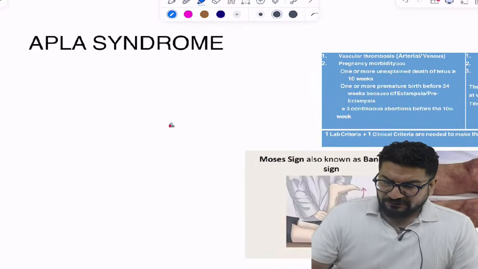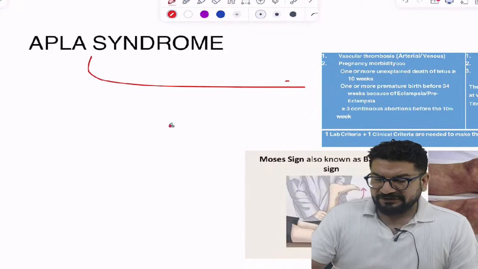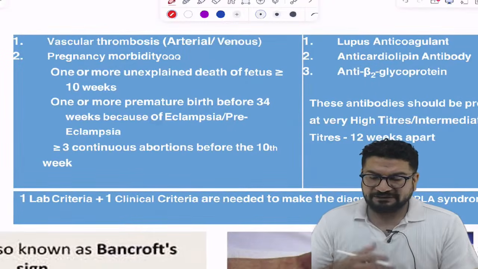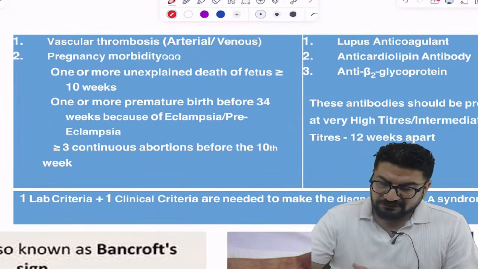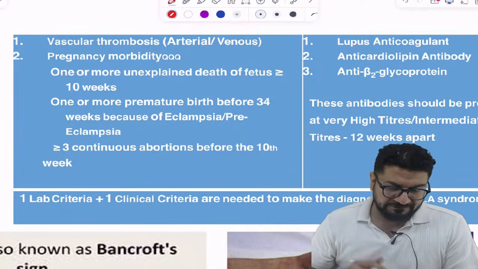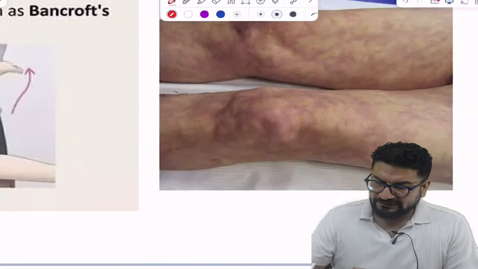Okay, now sometimes they ask you a clinical case on APLA syndrome. So just remember, in APLA they ask you a clinical case where the patient will have recurrent spontaneous abortion. So there will be one or more unexplained deaths of fetus after 10 weeks, or three or more recurrent abortions, or one or more premature births because of any reason. Then you can notice the classical rash in APLA syndrome. This rash is called livedo reticularis.